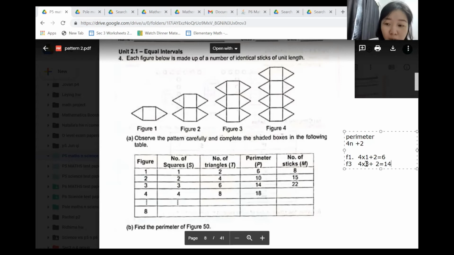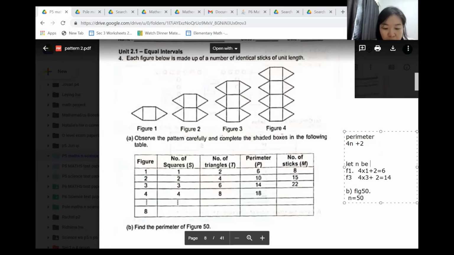So now it will help us to find b, or anything that I need to do to find my parameter. In this case for b, they're asking for the parameter for figure number 50. So it's actually quite easy. For figure 50 with my n term, I can easily just sub in, right? Since my n is equals to 50, because we let n be the figure number.